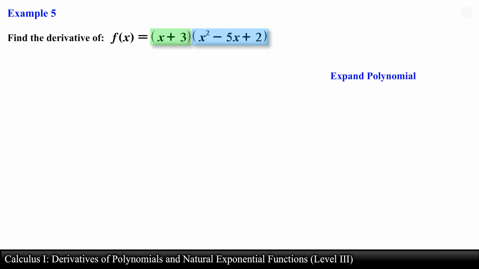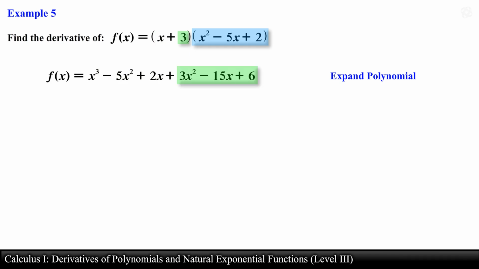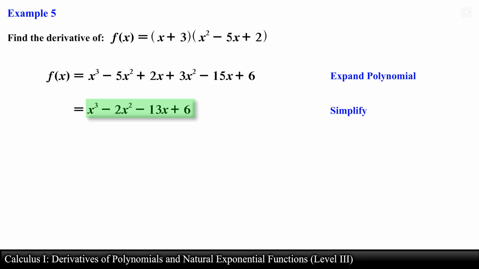For this particular problem, we can rewrite this expression by distributing the binomial to the trinomial. So we take the first term of the binomial and multiply it by each of the terms of the trinomial. Then we do the same for the second term of the binomial. From here, it is just a matter of simplifying the expression by collecting like terms. Doing that, we obtain the following expression.